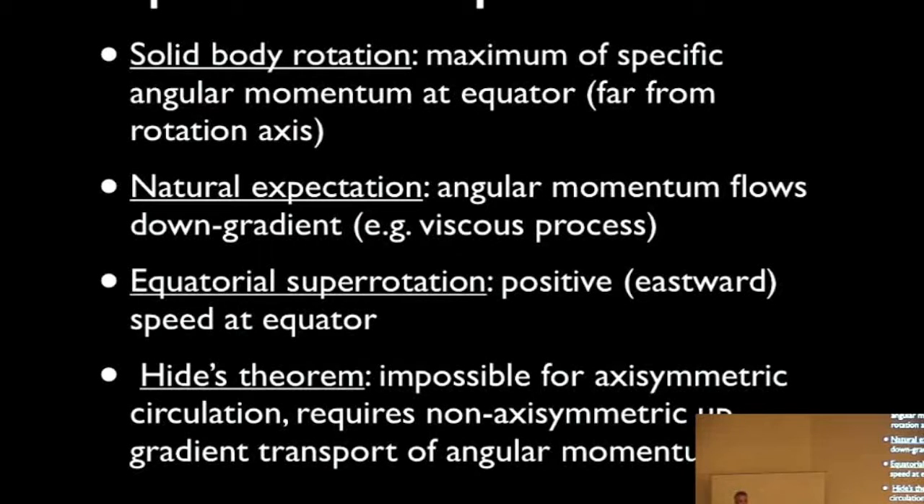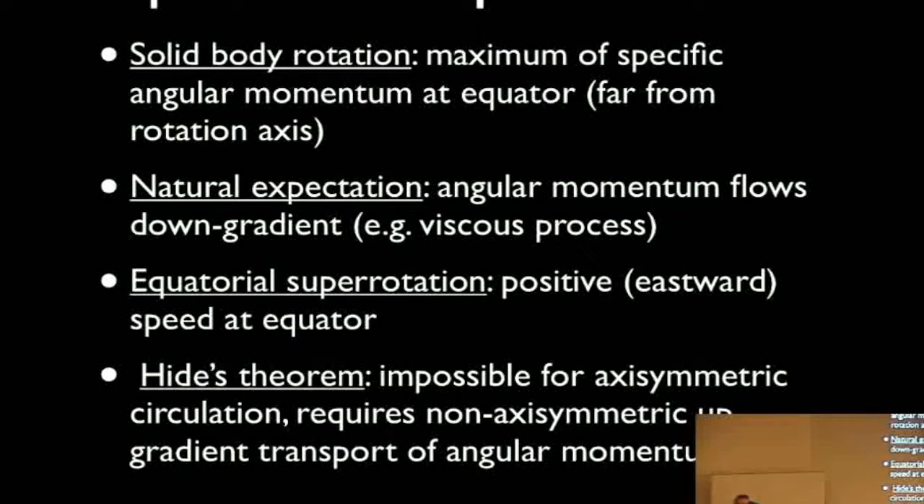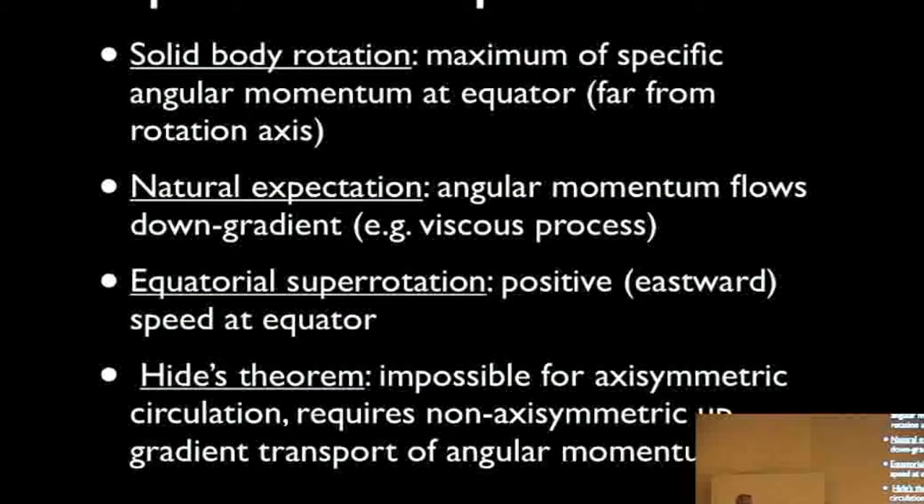Now there is a theorem from the 60s due to Hyde. So what I'm referring to is equatorial superrotation. I guess you could generalize that argument. And so there's a theorem from the late 60s, I think, from Hyde, who shows that actually you cannot achieve superrotation. This is why it's non-trivial. You cannot achieve superrotation with a purely axisymmetric flow. It's a pretty strong theorem.